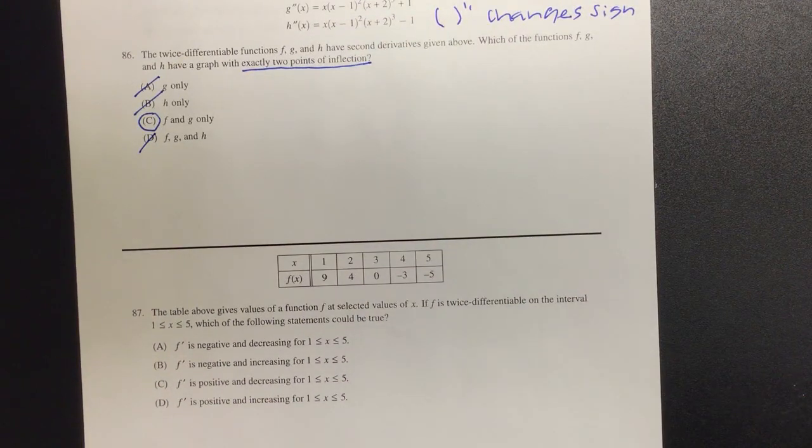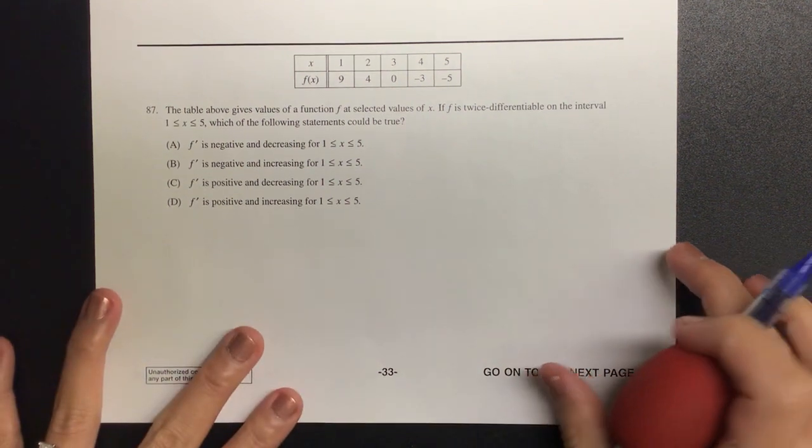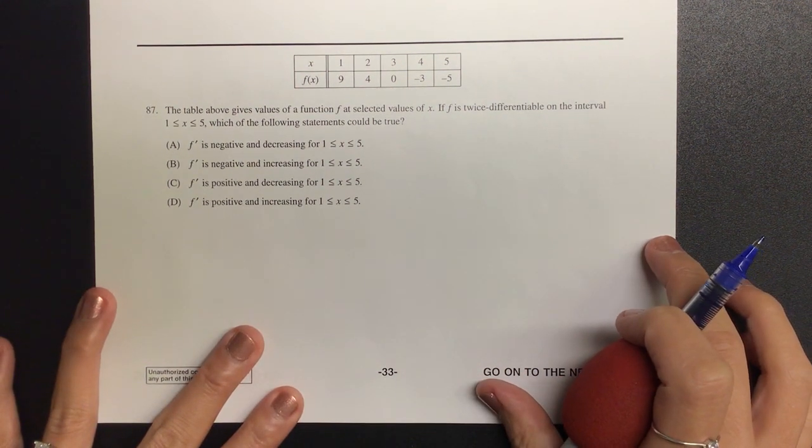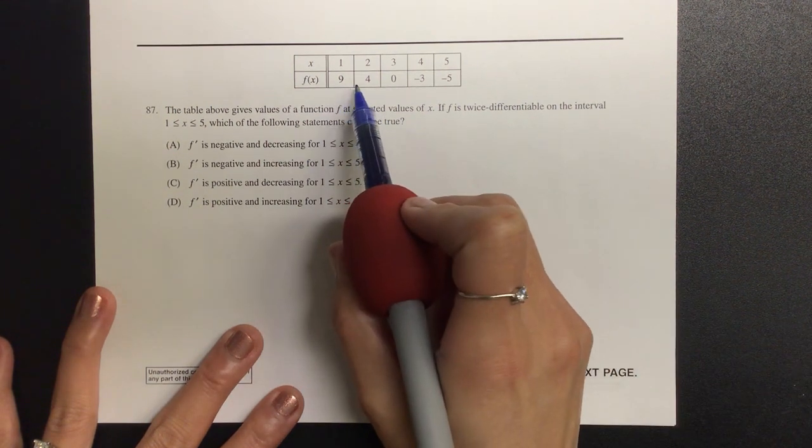All right, 87. Okay, on 87, Holland, go ahead and read. The table above gives values of a function f at selected values of x. If f is twice differentiable on the interval 1 is less than or equal to x is less than or equal to 5, which of the following statements could be true? Let's first look at the behavior. What is happening to our function?